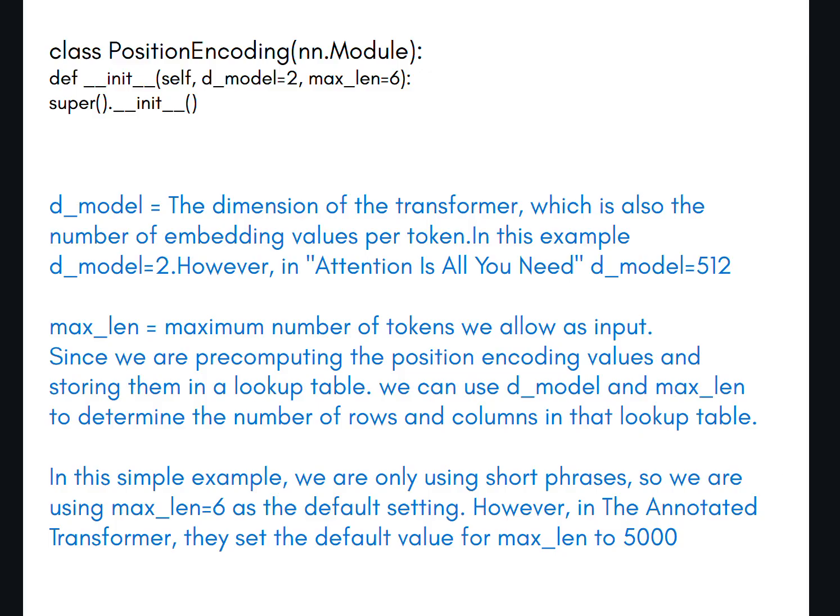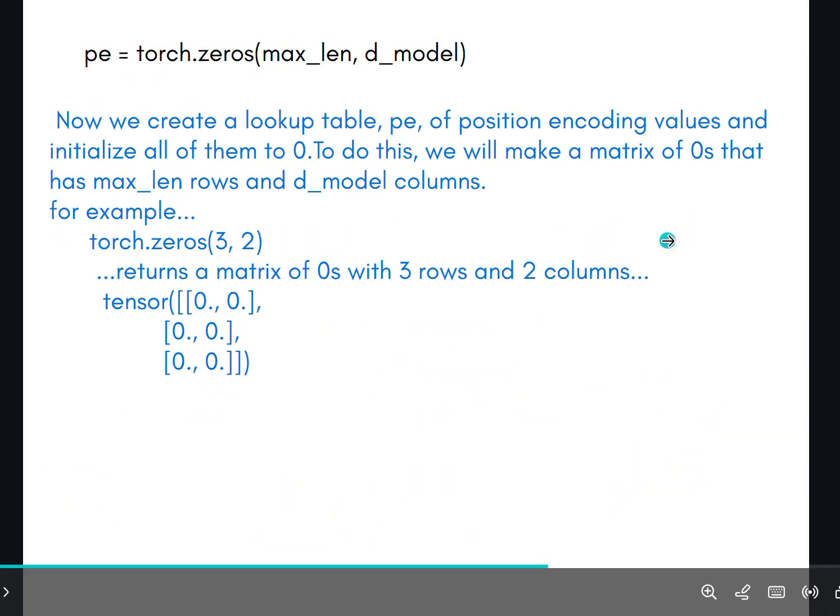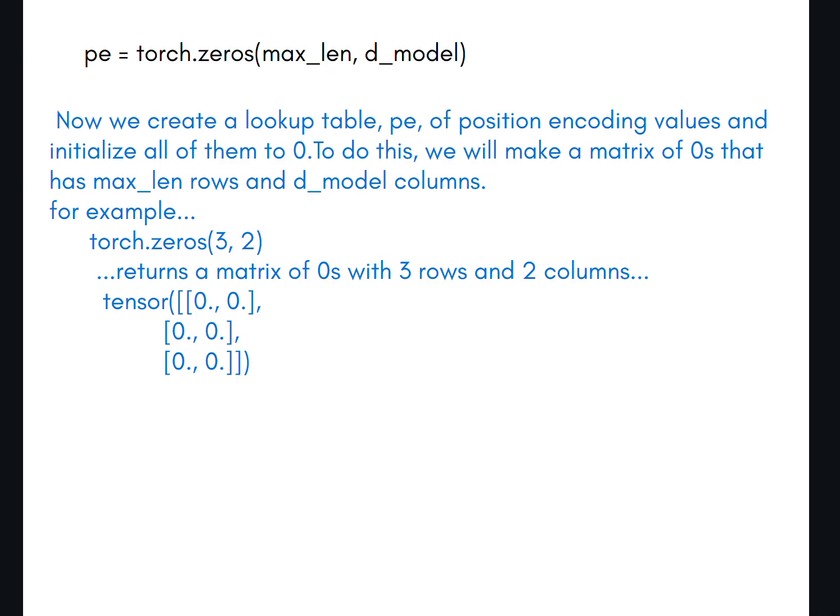In this simple example, we are only using short phrases, so we are using a max size of 6. However, in the Annotated Transformer, they usually set it to a very high value, around 5000. So max length is 5000. Okay, so now we are initializing the positional encoding values with torch.zeros. So max length is 6 and d_model is 2. Just to give you an idea of what that does, it gives you a tensor of values 0, 0, 0, 0, right? So that's how you are initializing it.